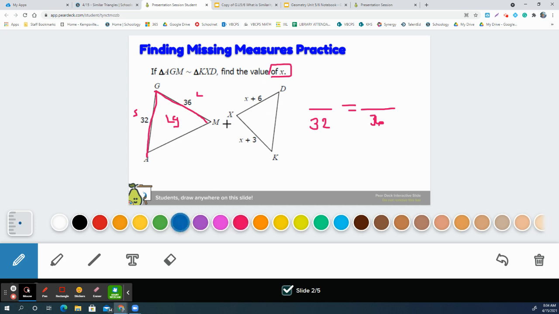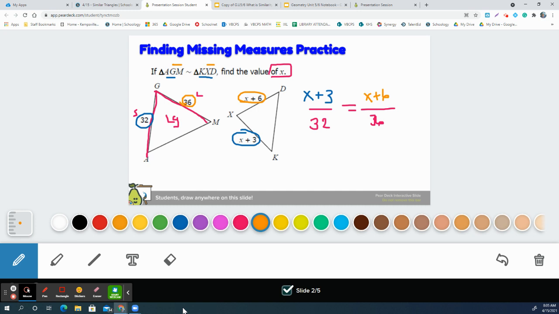So then over here, I don't know which one is small and which one is large. So I got to look at my key. AG goes with KX. Those two things have to go together. You with me? Samuel, you all right over there? GM goes with XD, X plus 6.